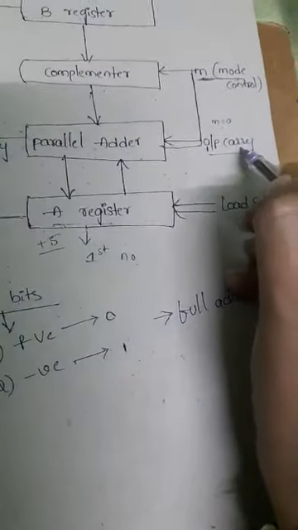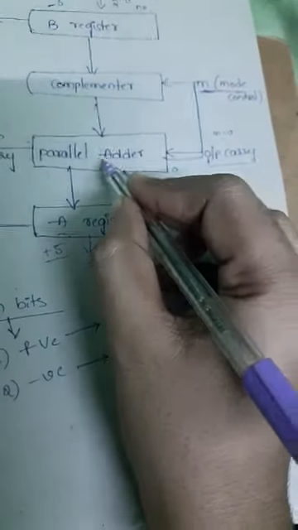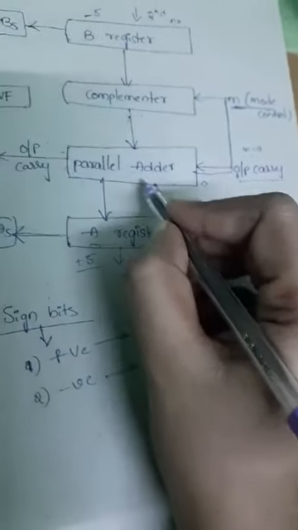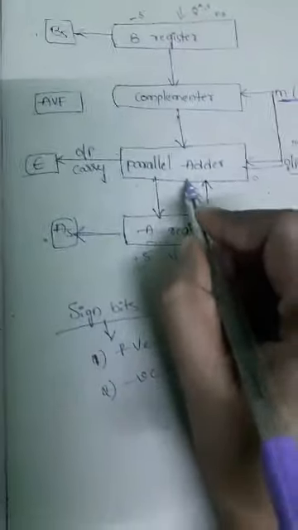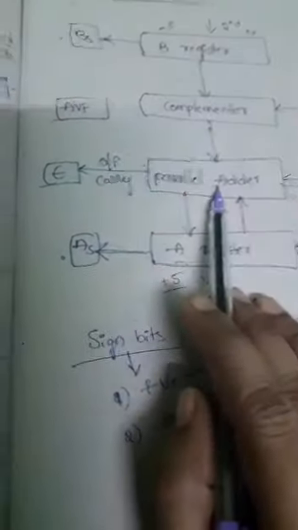So that input carry will become 0, and that 0 will be passed to the input of the parallel adder. Okay, so what happens if M is equal to 0, that is given to the input of the parallel adder? What is the result we are getting here? Now we will see.